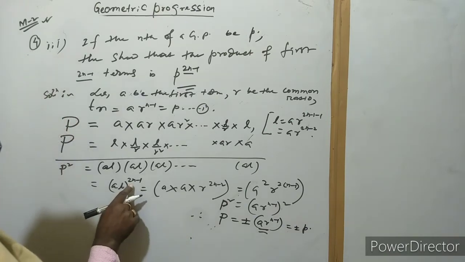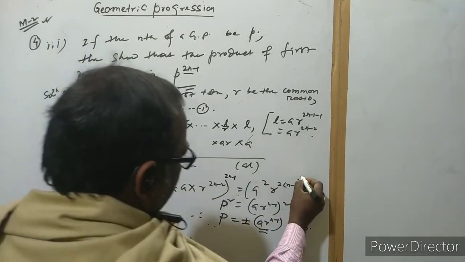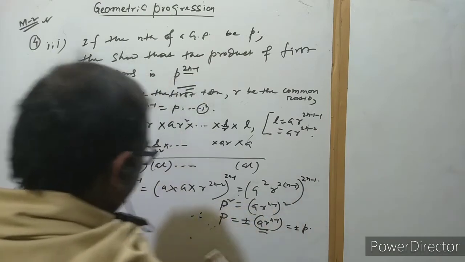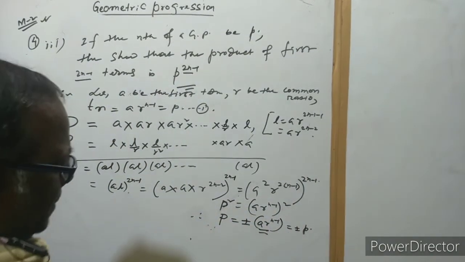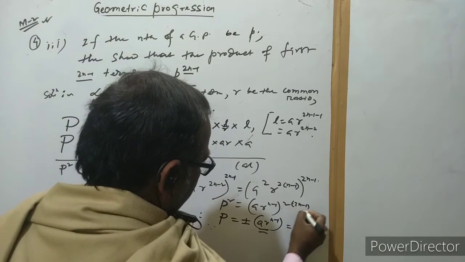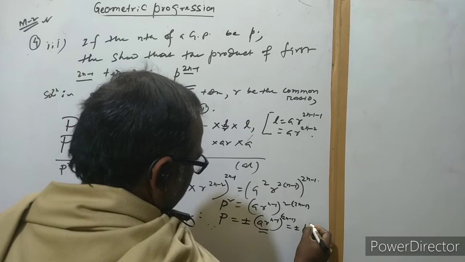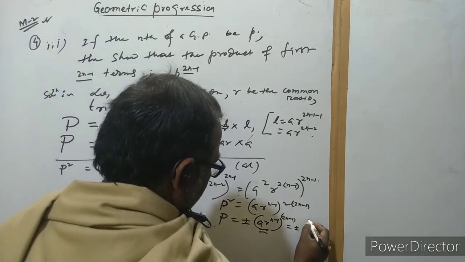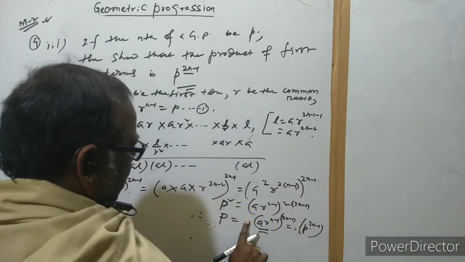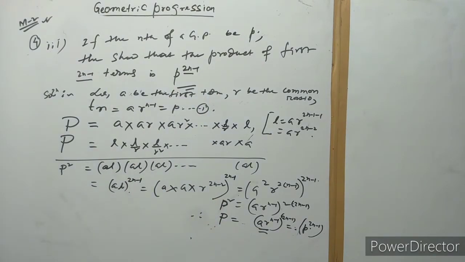Actually we have to put the power 2n minus 1. This is here 2n minus 1. No need to write it as just the single values here. See, the product we have is p to the power 2n minus 1 here. Very interesting question. See carefully.